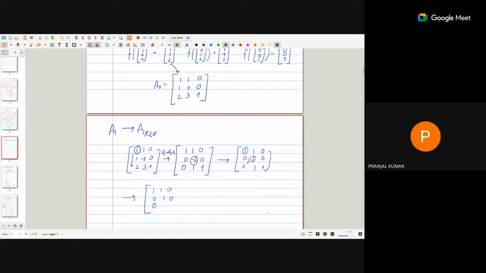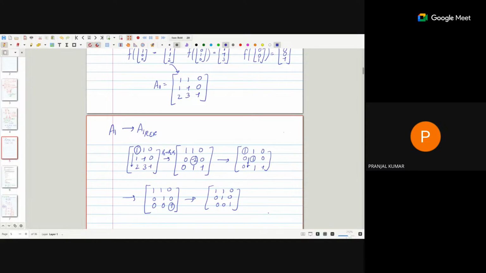Now I need to start cleaning down this pivot. So I will try to convert this to 0. So it will be 0 and minus 1. Now I need a 1 here. This is minus 1. So again, 1, 1, 0. Then we will get 0, 1, 0 and 0, 0, 1.